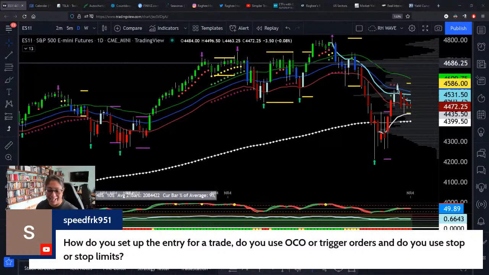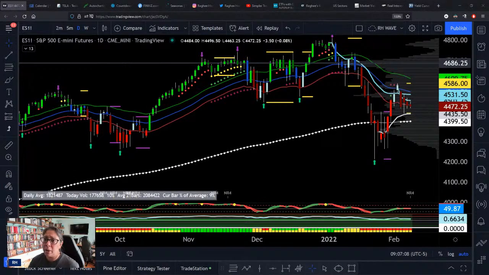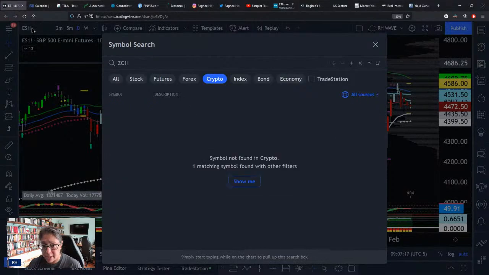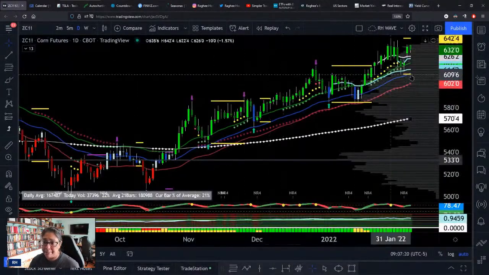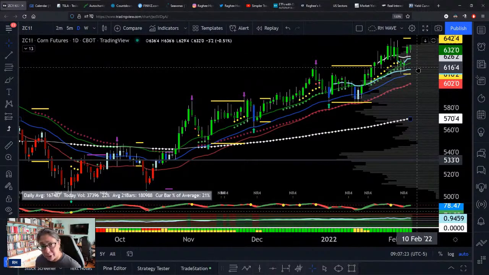All right, Speed Freak. How do I set up an entry for a trade? Do I use OCO or trigger orders? And do I use stop or stop limits? Okay, so order entry. Love the question. So when I set up an entry for a trade and I'm trading futures contracts, for example, and I have been playing corn and bonds, right? I place a limit order to buy. I place a conditional order in the market. So that means I've got an order that is sitting there with a price associated with it. That's the condition, the price. And then if it's a correction to the downside, it's a buy limit. If it's a sell the rip, it's a sell limit.